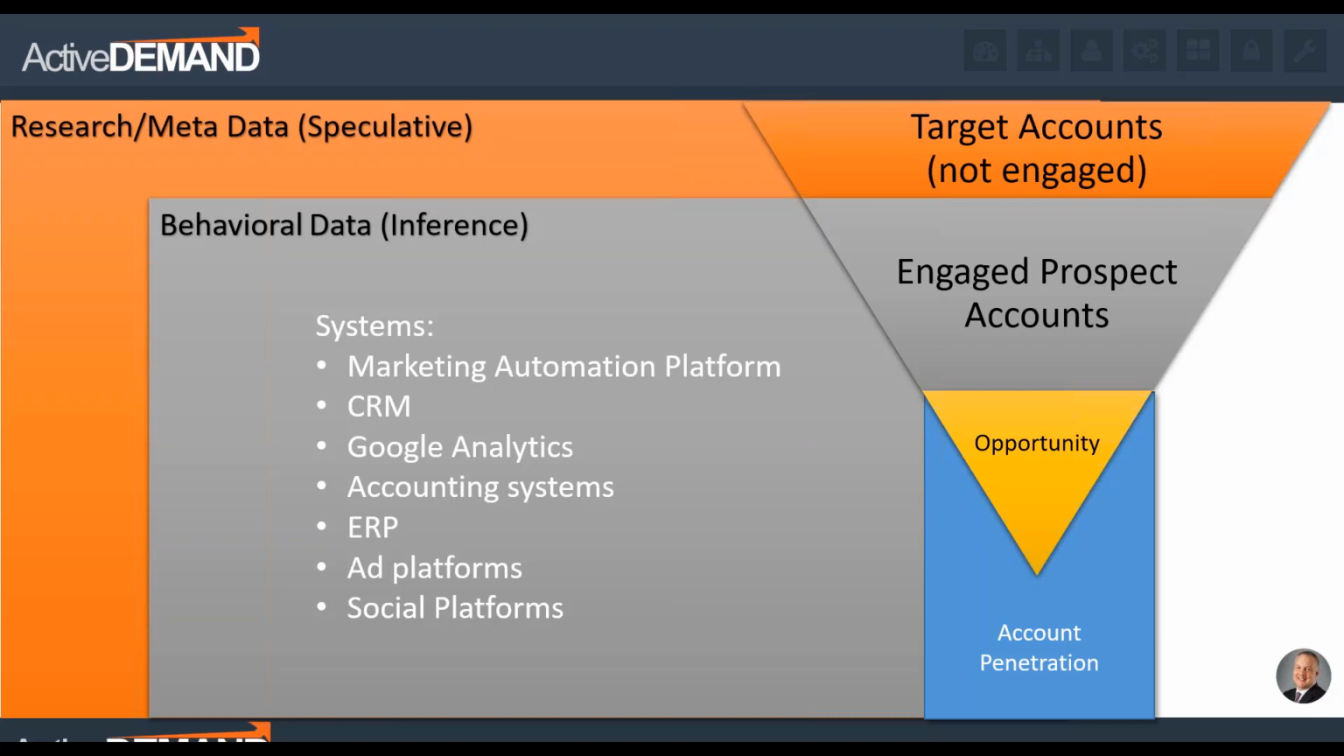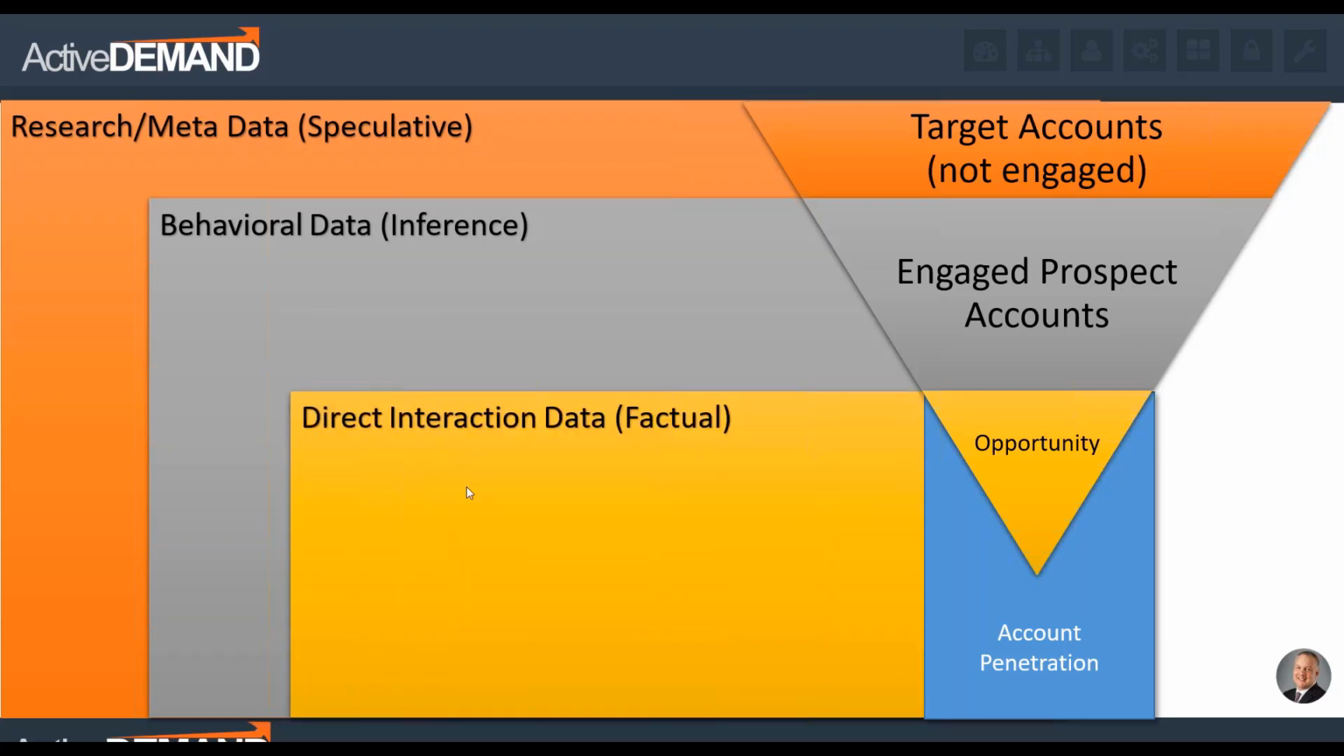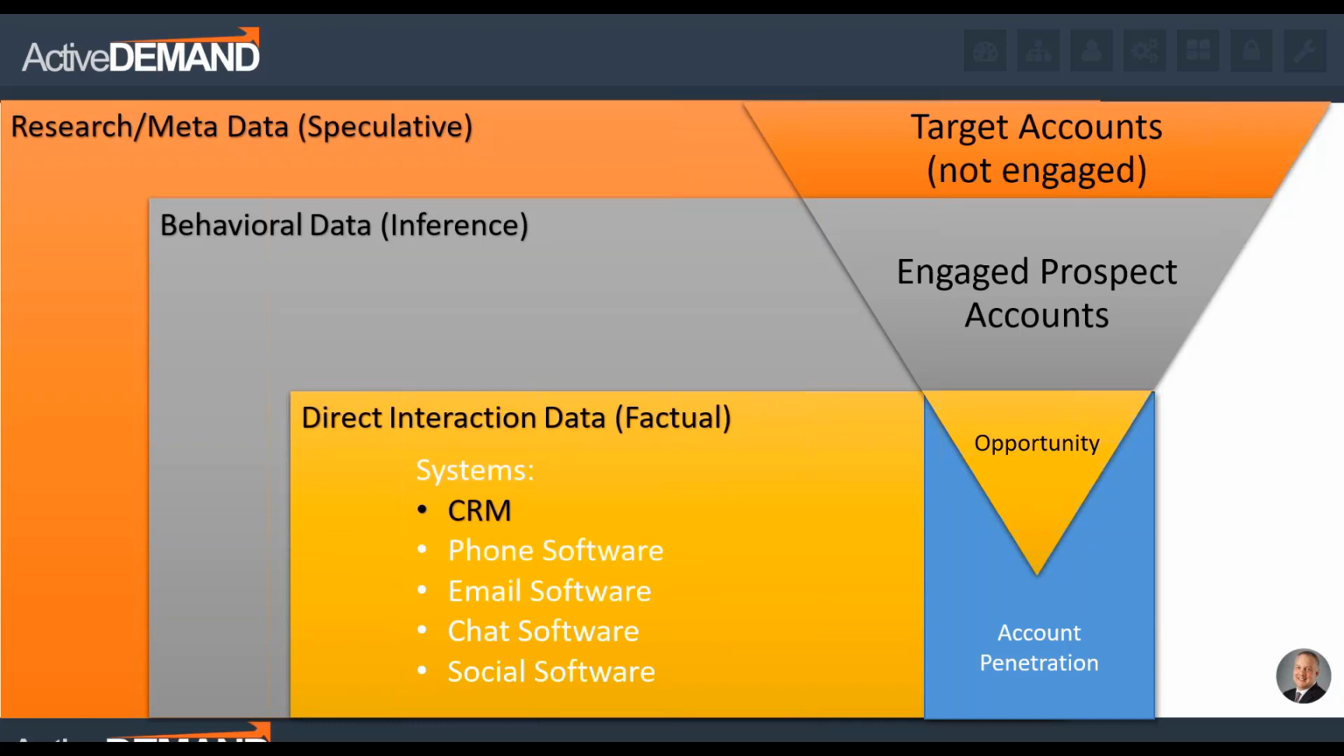Clearly this data is going to be in Active Demand, but it's also in some of the other platforms, and we expose some of this behavioral data in dashboards, etc. And then the best data of all is the factual data, or the direct interaction data. This comes from people talking to people. It's not inference.